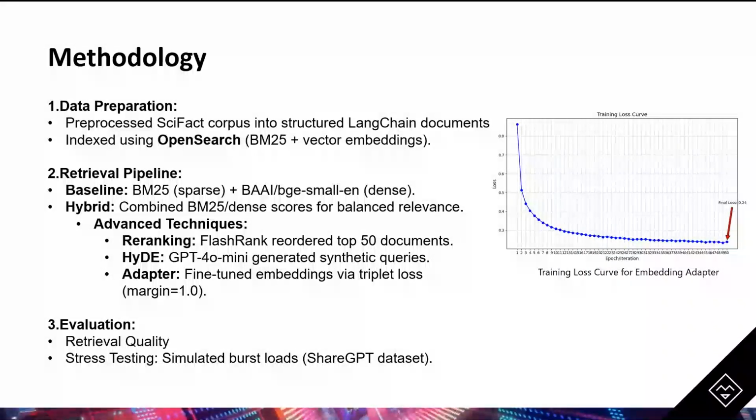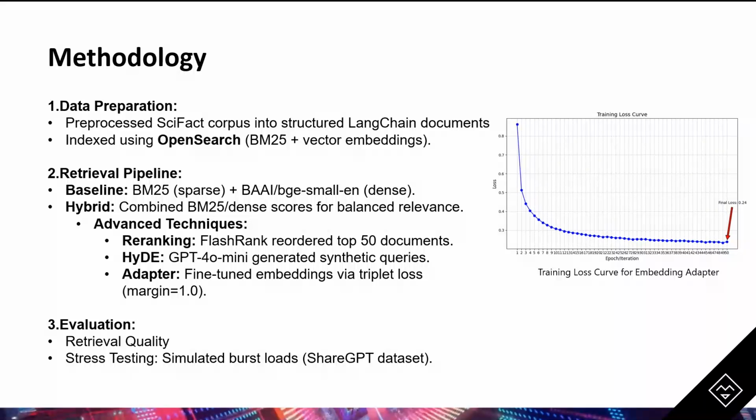We started by transforming the SciFact corpus into structured LangChain documents, making sure the data was clean and standardized for optimal processing. Once the data was done, we indexed everything in OpenSearch using a dual approach: BM25 for keyword-based retrieval and vector embeddings for semantic search. This gave us both traditional matching and a deeper meaning-based understanding of the content.